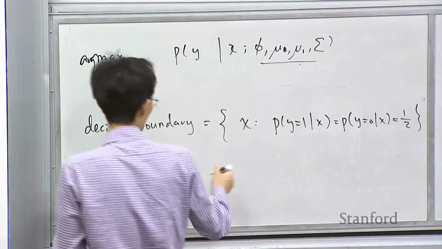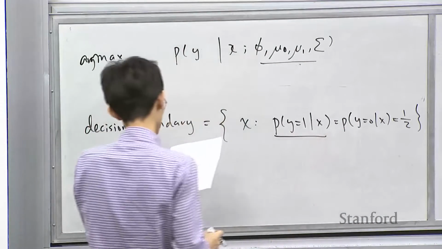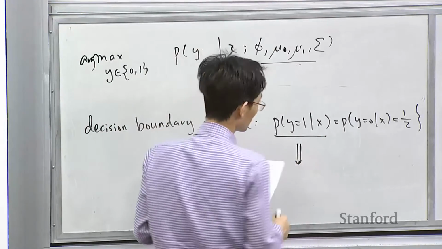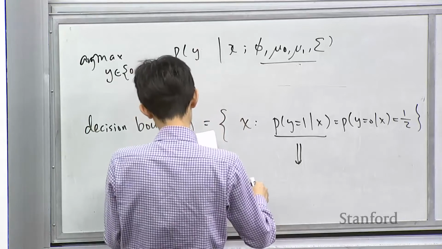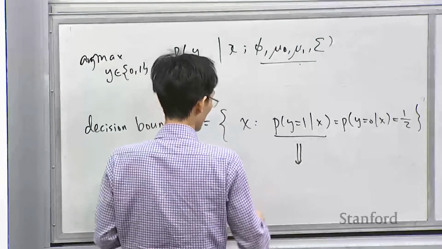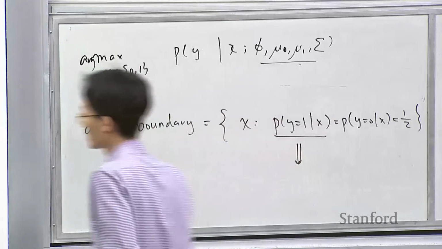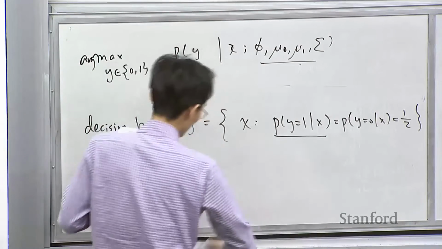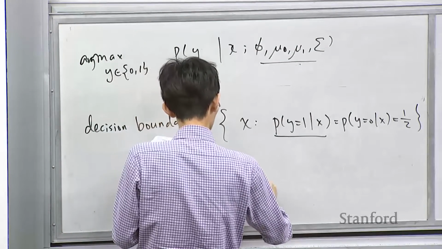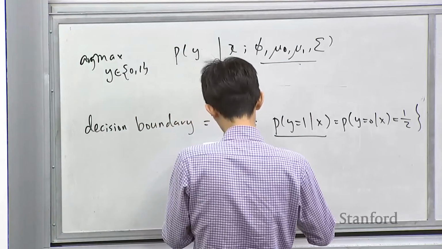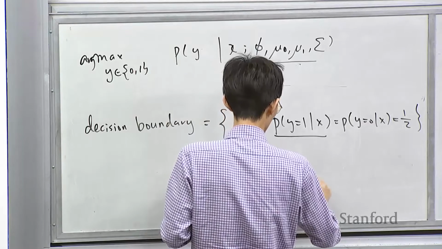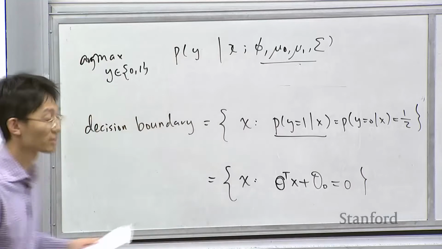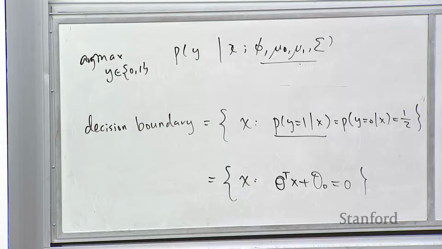So, the decision boundary turns out that this P of y equals 1 given x is equal to... I guess maybe I'll just directly write out the decision boundary. We found out that the decision boundary is the set of x such that theta transpose x plus theta 0 equals 0, where theta and theta 0 are functions of the parameters that you have learned.